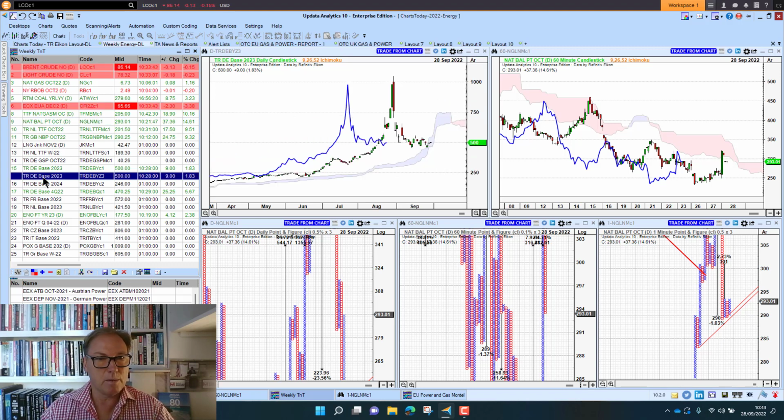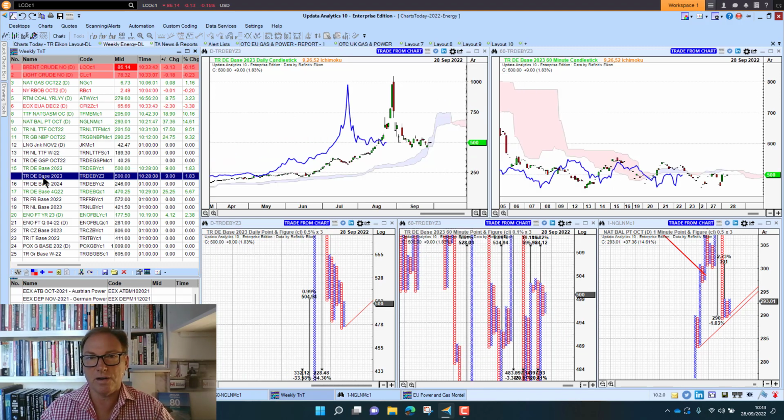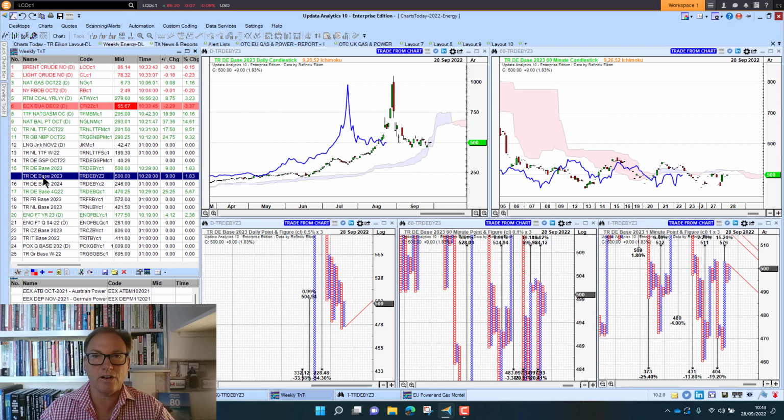And looking at German power, we're sitting at 500 euros again. We are sticking to this 500 euro mark like glue for German power. And so that is really the level to watch. A move below 470 now is what we really need to watch. And there are downside targets as a result of that. Follow the targets. You really cannot ignore them.